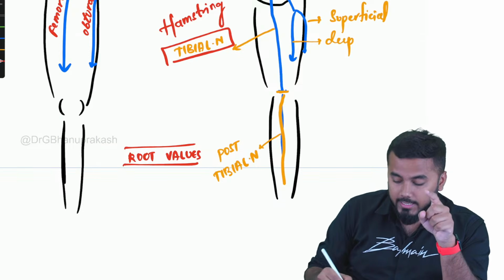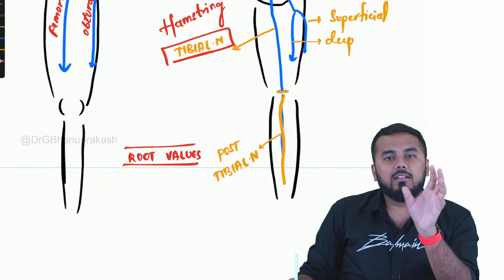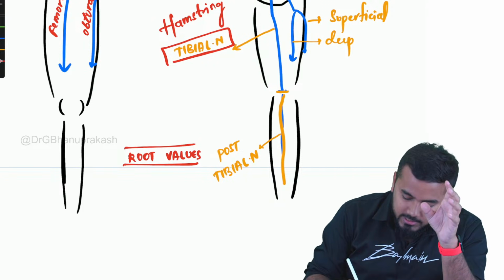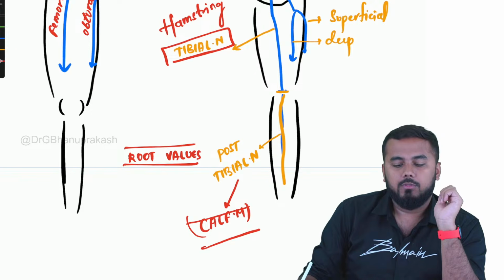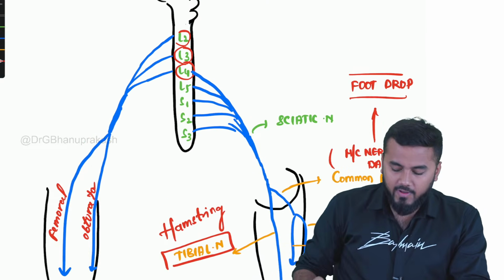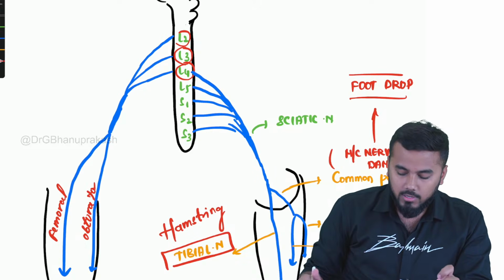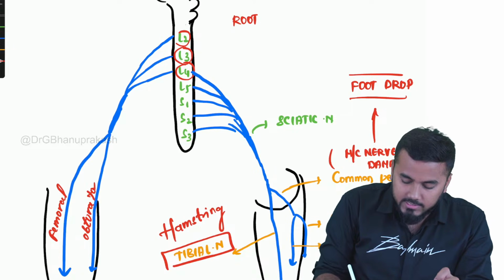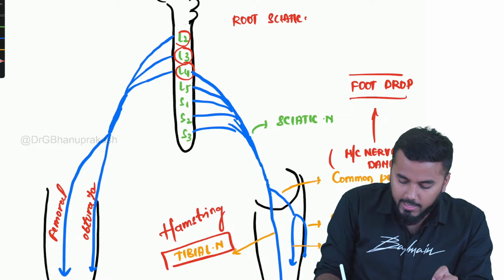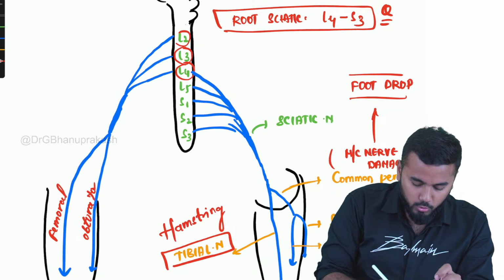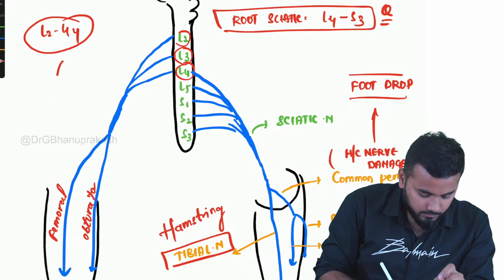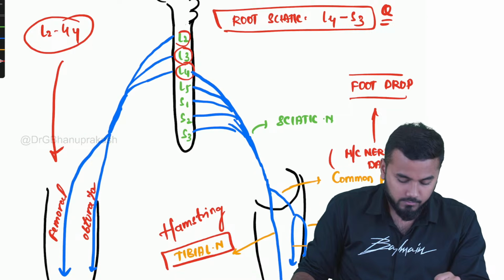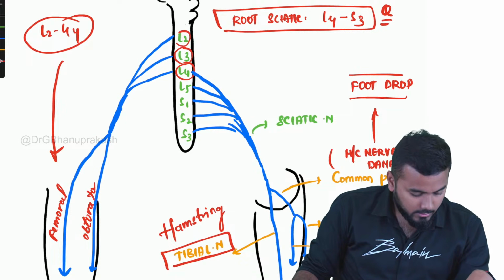Next, in the leg region, back of your leg, that is called calf muscles. All the calf muscles are supplied by posterior tibial nerve. So if I ask you what is the root value of sciatic nerve? Root value of sciatic nerve will be L4 to S3. L4 to S3. This is the question. Root value of femoral and obturator nerve will be L2 to L4. Okay, L2 to L4.